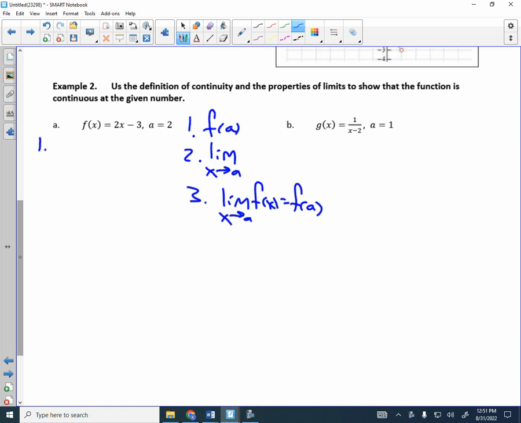So we try the first one, okay? I want to show that this is continuous. So we have to first show that f(a) exists. So let's plug in 2. What is f(2)? It's 1.